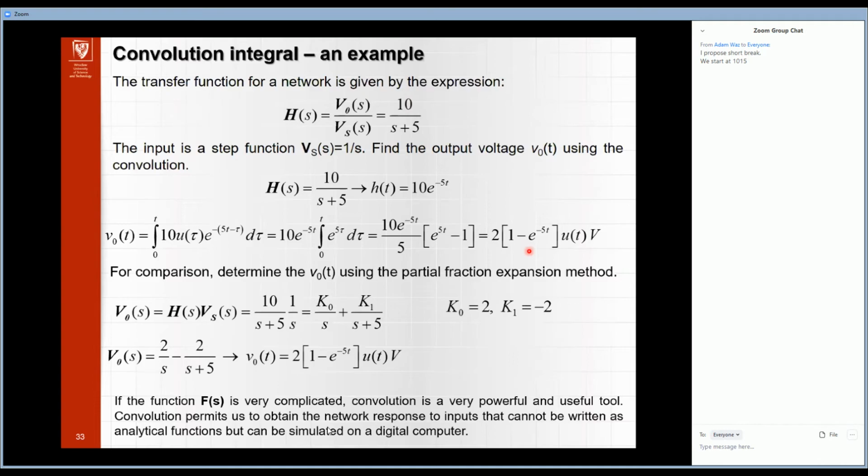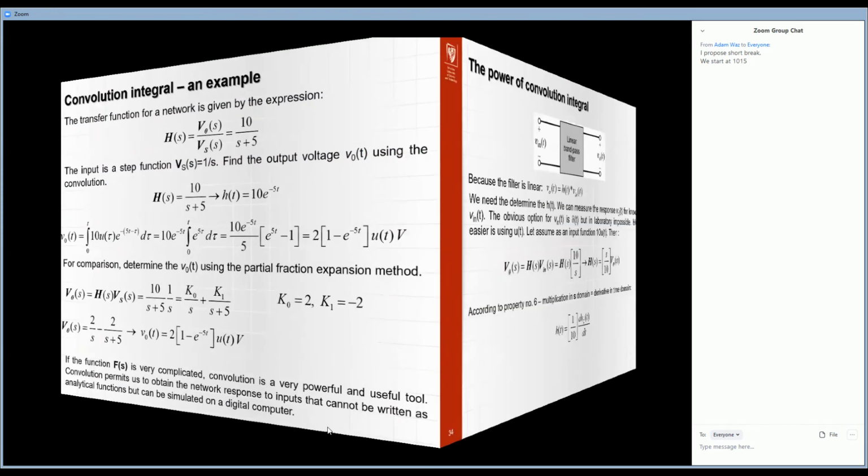The convolution seems very complicated, but it is very powerful and useful. Convolution permits us to obtain the network response for input that cannot be written in analytical functions, but can be simulated on a digital computer. And I will show you how we can calculate this using, for example, LabVIEW.